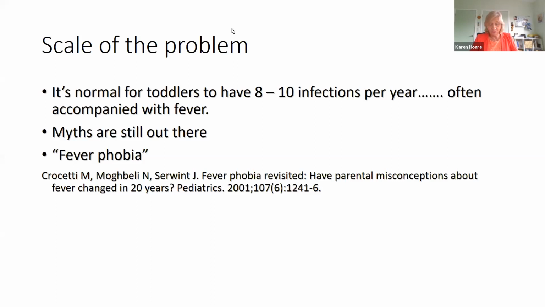So this is the scale of the problem. Parents have great concerns about fever. And I discussed briefly last week this whole concept of fever phobia, and I've put the reference to that journal article that I talked about last week. So just a reminder that it's normal for toddlers to have 8 to 10 infections per year, often accompanied with fever. So when a parent comes to you terribly worried that their little one has got a fever, it's normal. And if they didn't get fevers, they wouldn't be getting an immune system.